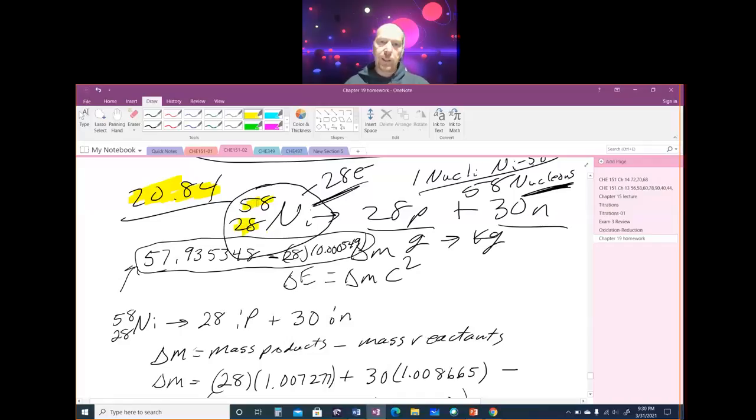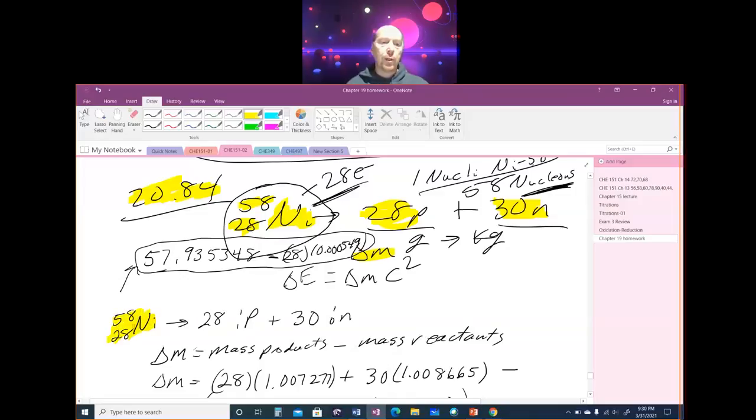All right, so a mass defect is when you have your nickel 58 that is broken into its individual protons, which is 28. So you get 28 protons. And then your 58 is your mass number minus 28. That's your 30 neutrons. All right. And so we're going to find the change in mass. And so you look up your mass for your nickel.